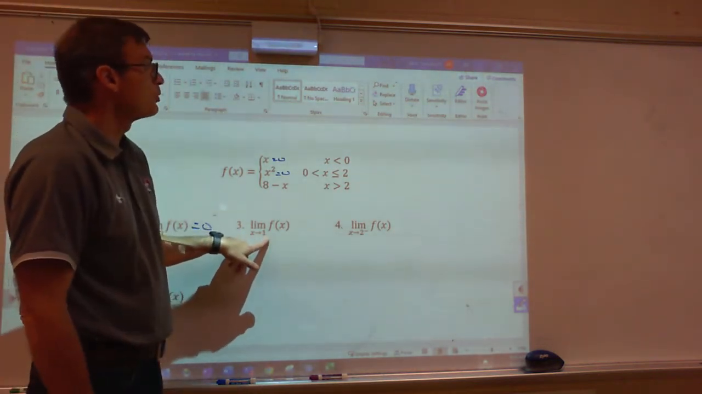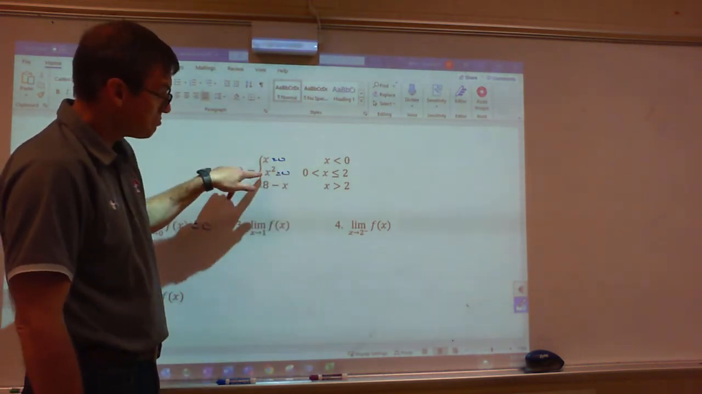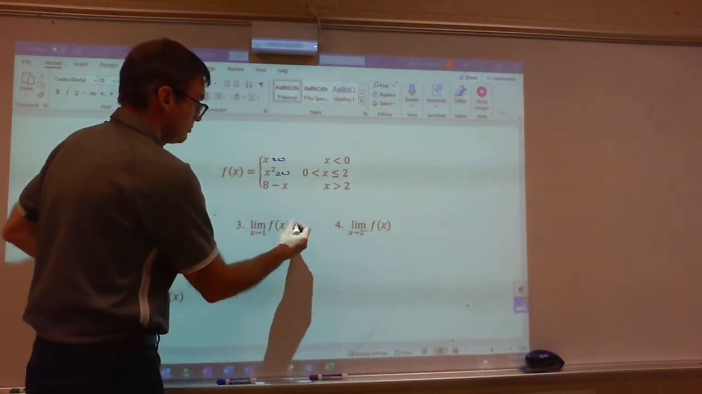What's the limit as x approaches 1? Well, if x is approaching 1, we're in this function's area. So I plug 1 into this, and I get 1.